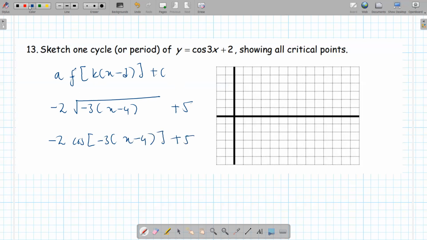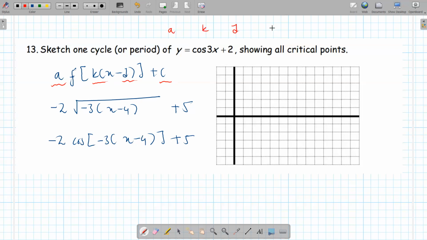What do they both have in similar? They both have a, k, d, and c. So every function will have this in similar. So the first thing you want to decipher is what a, k, d, and c are. Here it's easy. A is -2, k is -3, d is +4, c is +5. What are a, k, d, and c here?